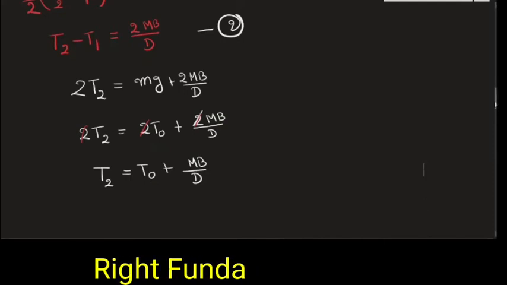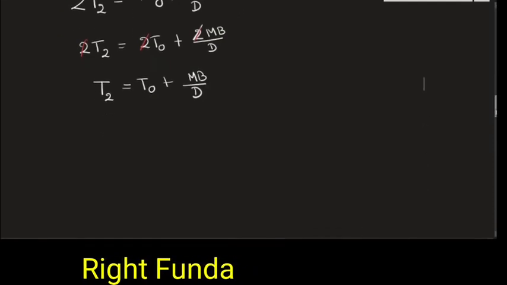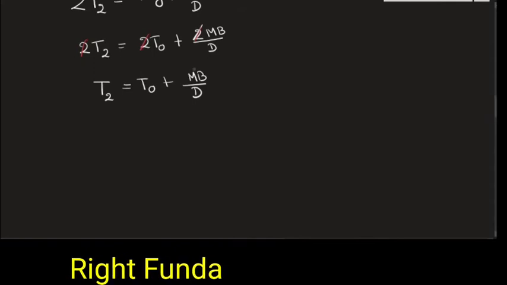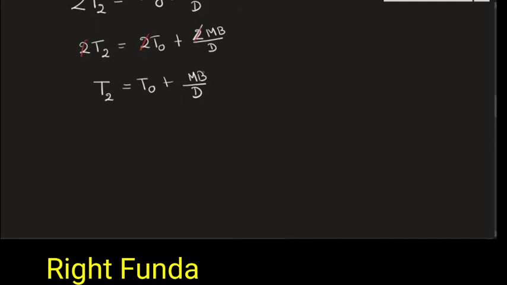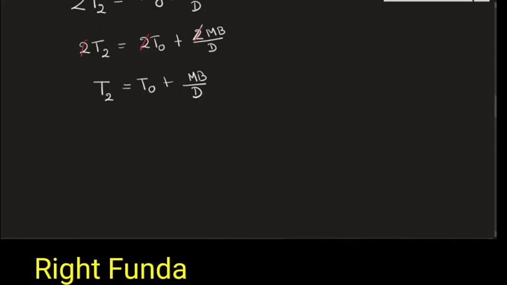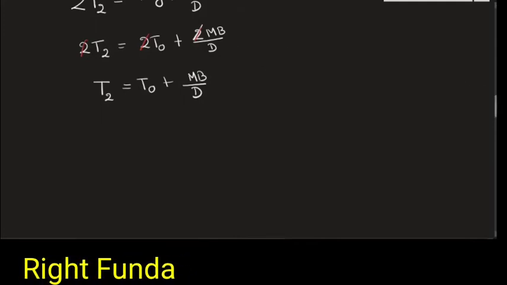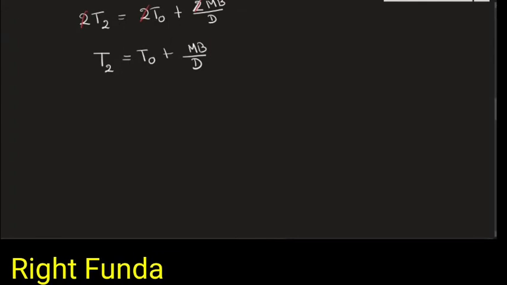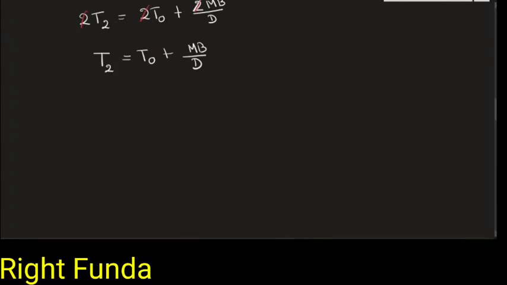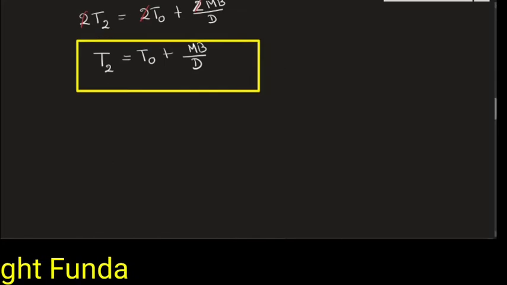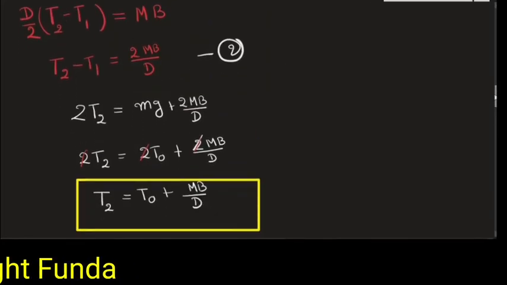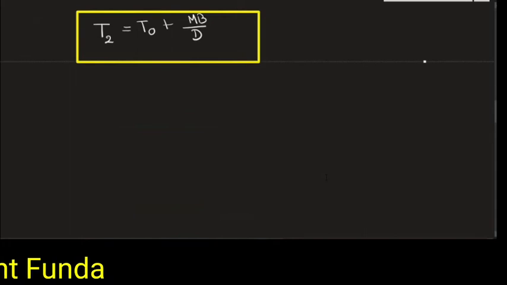T0 was the original tension, and now T2 is T0 plus MB by d, where M is the magnetic moment of the ring due to its spinning about one axis, B is the magnetic field in which it is placed, and d is the distance between the two points of suspension. We obtained T2. Similarly, we could have calculated T1 also, by substituting the value of T2 in any of the equations.